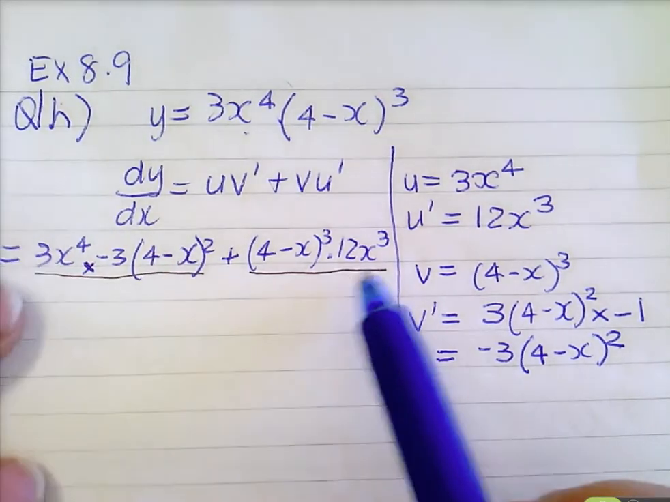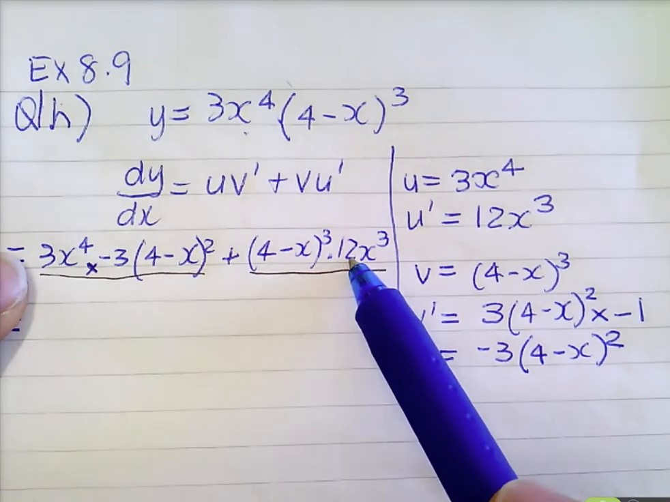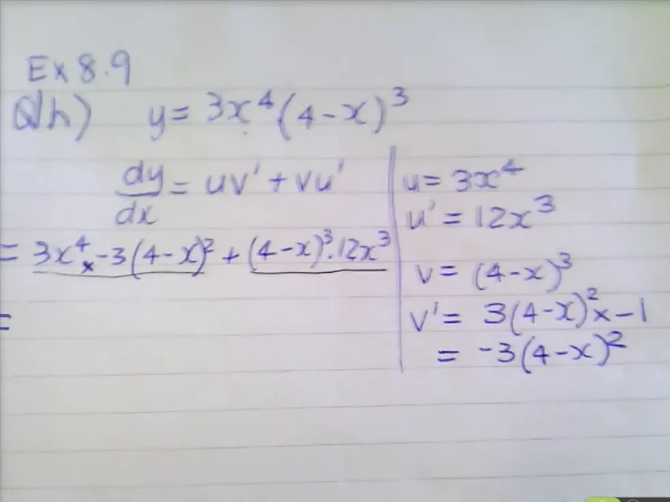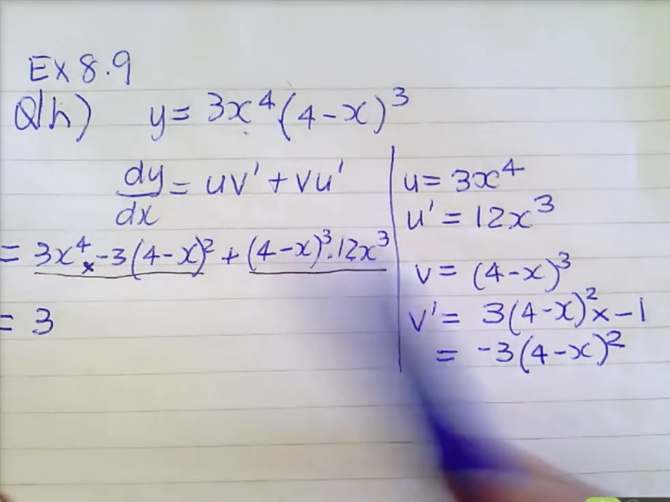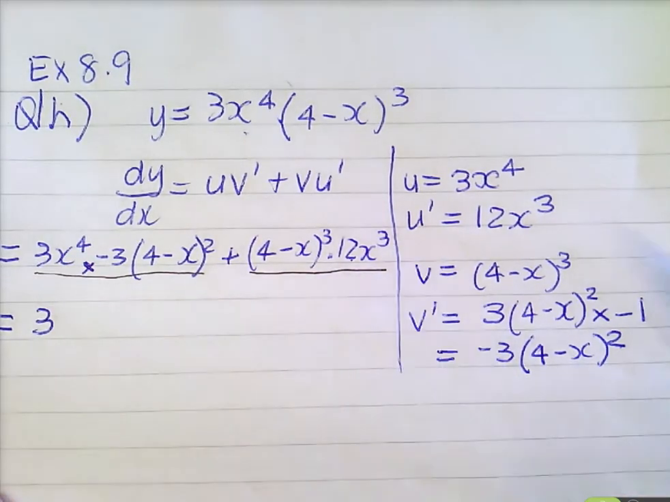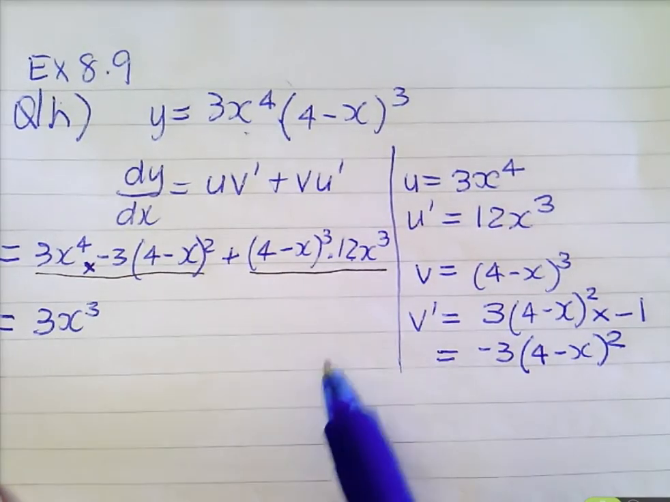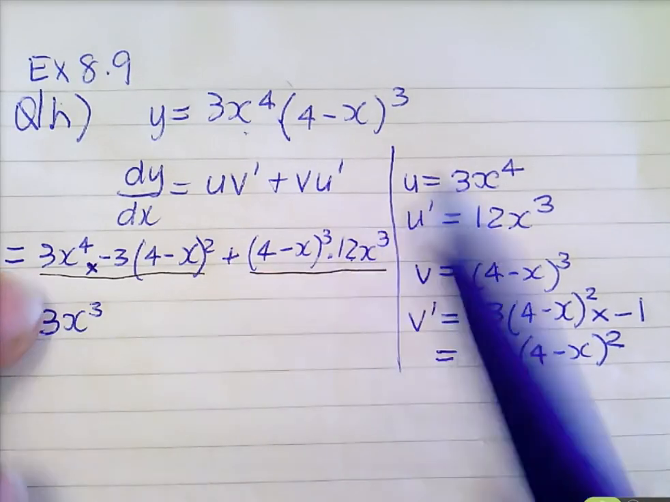Now look at the x's. Actually, look at the numbers first. I've got negative 9 and 12 for numbers. What's the highest common factor of 9 and 12? 3. So 3 comes out. Then look at the x's. x to the power of 4 and x cubed. What's the highest common factor? x cubed is the next highest. Just the normal x's, not the brackets.